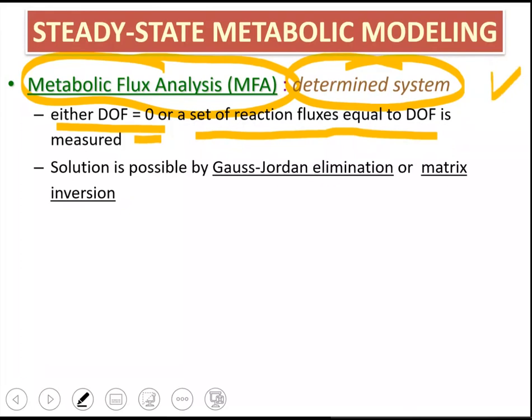It is very easy to solve determined systems. You can use matrix inversion or Gauss-Jordan elimination. We will talk about this later.